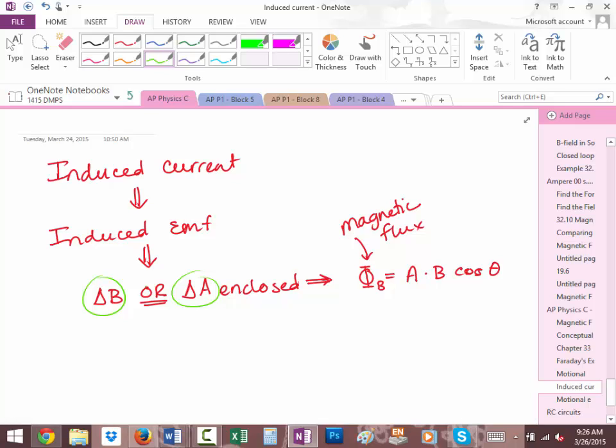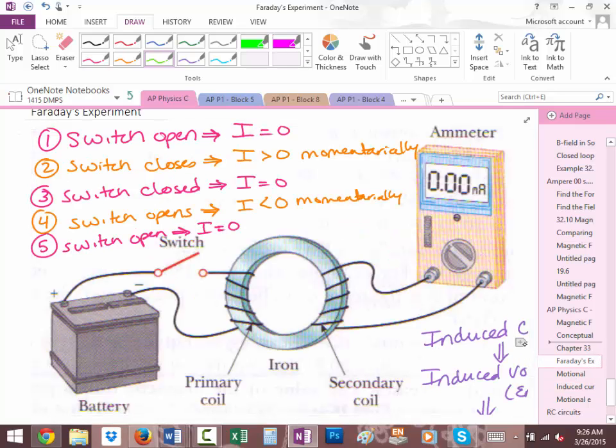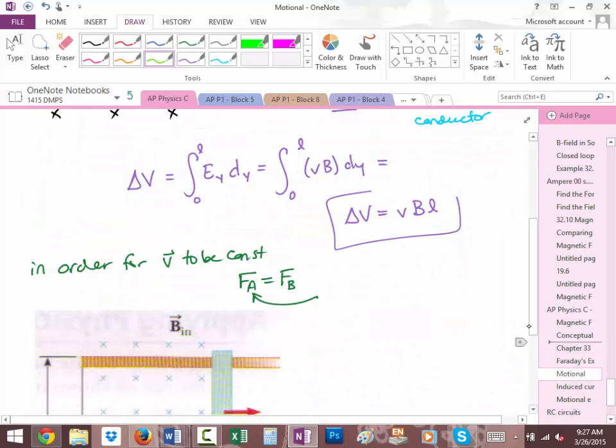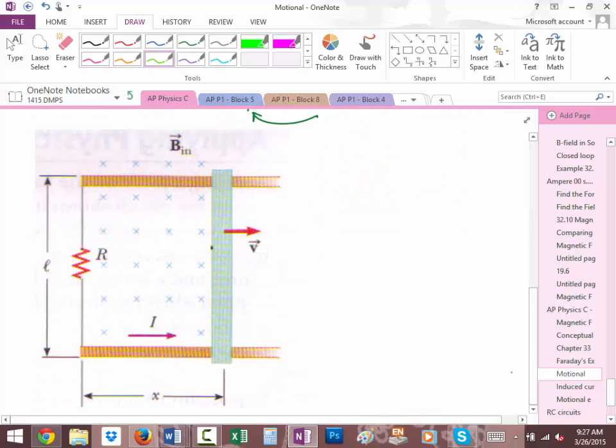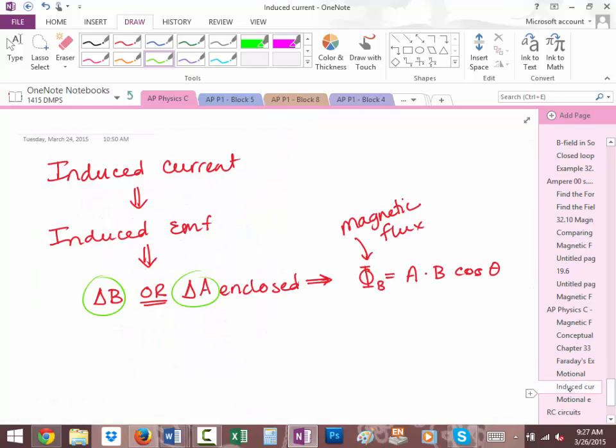None of this stuff works if you don't have a loop. If we look at all the pictures, when we were dropping the magnet through, the coil is a loop, right? When we were talking about Faraday's experiment, all of those coils are loops as well, and so that's important. And then when we talked about motional EMF, again, you have a loop of conductor that has magnetic field inside it. Okay? So in all of those cases, either the magnetic field or the area changed.